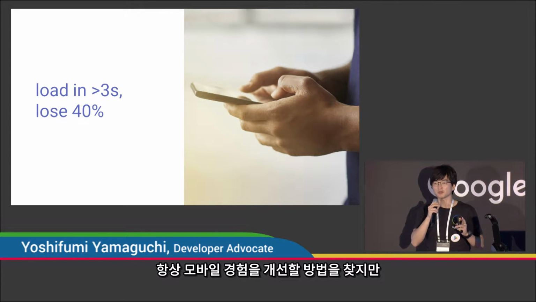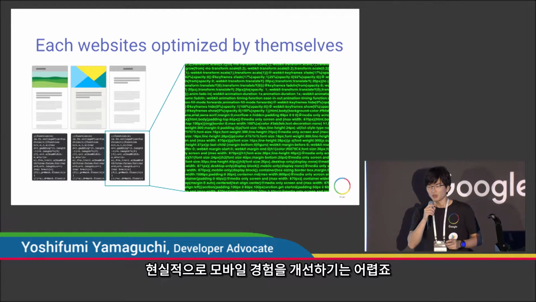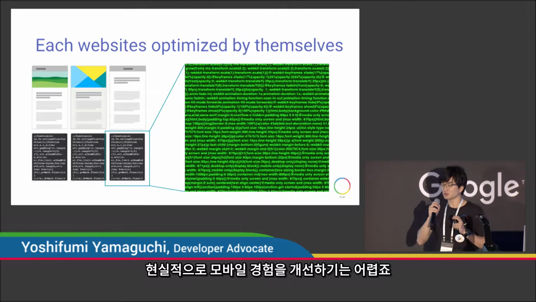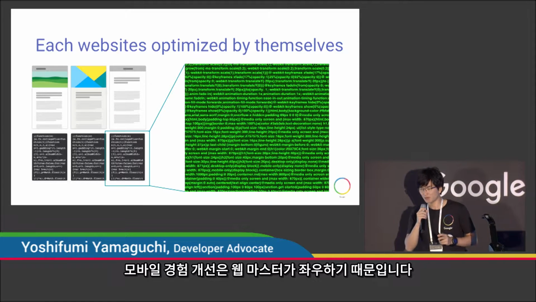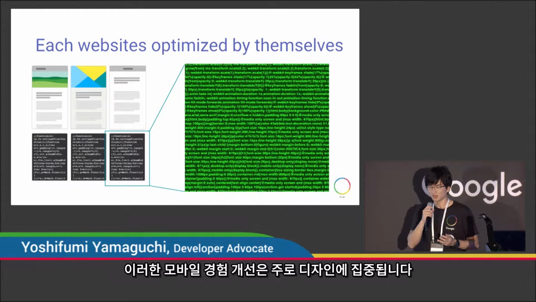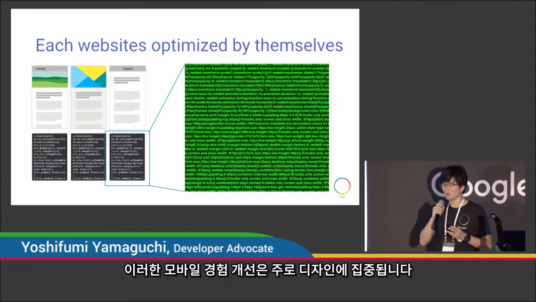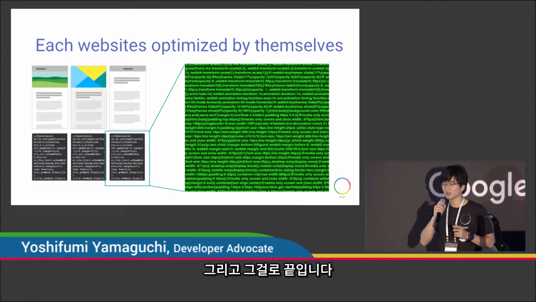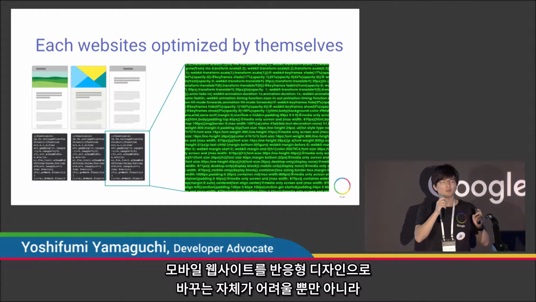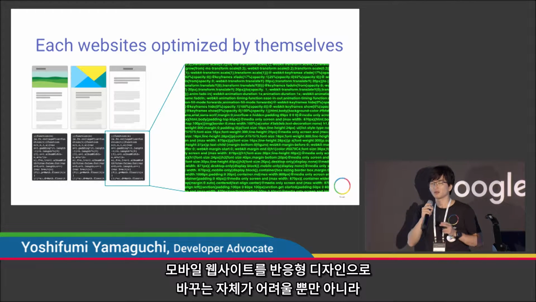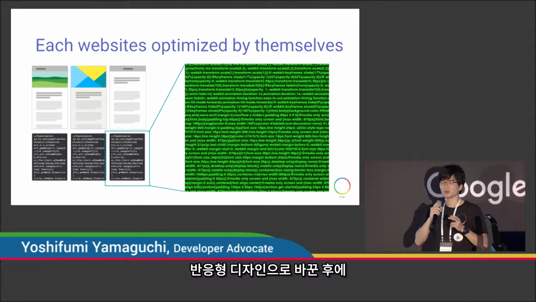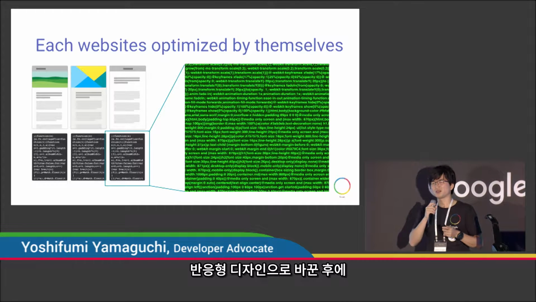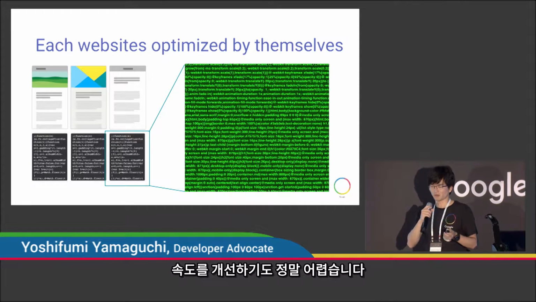So in order not to reduce the number of users, websites are always trying to improve the mobile experience. But in the real world, mobile experience is tricky because these improvements tend to be up to the webmaster's decision. And those improvements tend to be more design-focused ones, so-called responsive design. And that's it, because changing a mobile website into responsive design is really tough work. And the improvement of speed is really tough after the responsive design improvement.